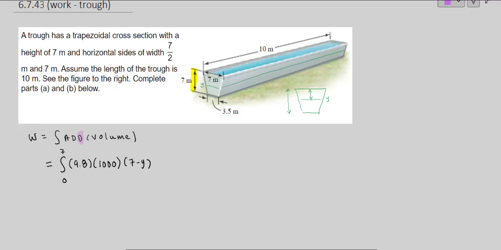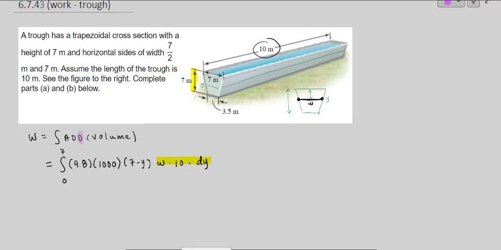So the volume of a slice is going to be the width of the slice of water multiplied by the length of the slice of water, which is 10, multiplied by the thickness of the slice of water, which is dy. So the hard part here is going to be finding this width right there. So that width is going to go here, and then we multiply by 10, and then we multiply by dy. So all of this right here is the volume of the slice.